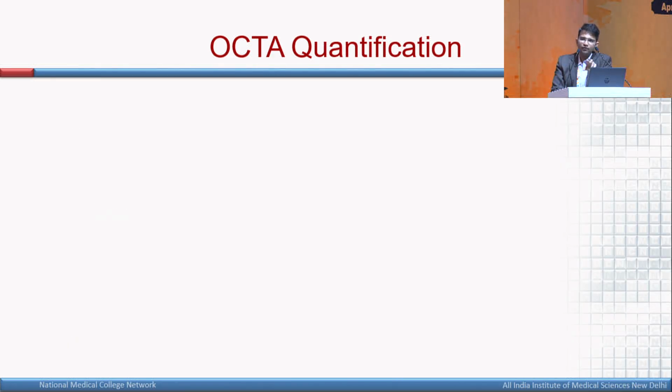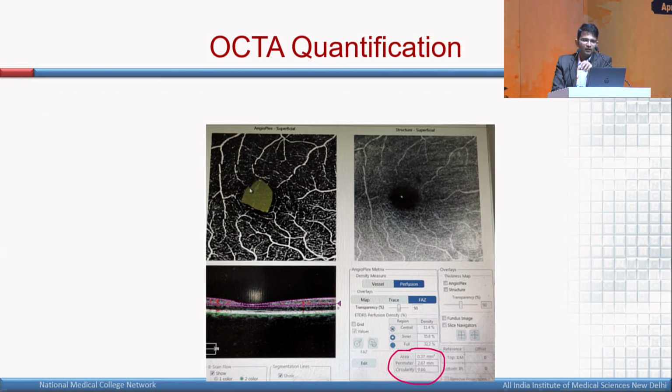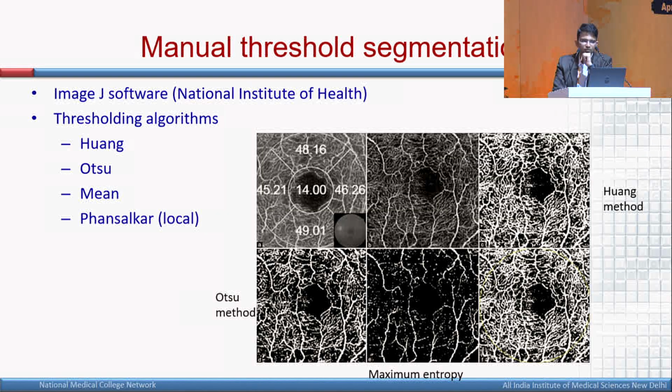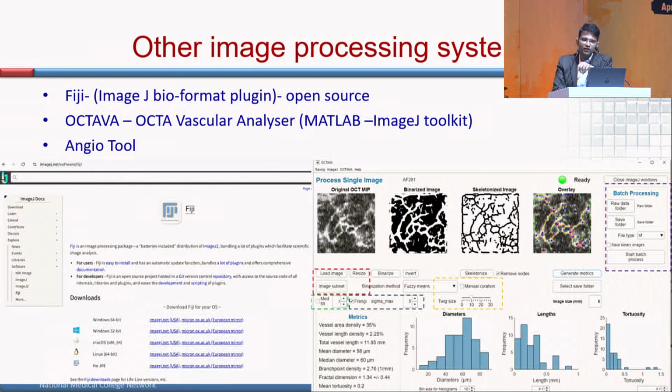Now, OCTA quantification, briefly. You have the option of measuring the vessel density and perfusion density, which are available within most of the machines nowadays. Vessel density is the length of the perfused vasculature per unit area, whereas perfusion density is the area of perfused vasculature per unit area. And you can quantify this according to different zones in the grid. Then you have an option of measuring the FAZ, the foveal avascular zone. You can measure the diameter and the circularity index. These are also available in the majority of the machines. You can use these images to manually threshold them using ImageJ software, or you can use other software such as Octava and AngioTool as well.